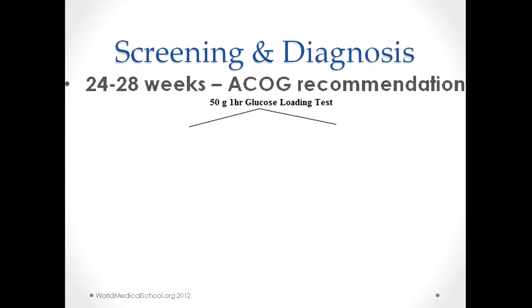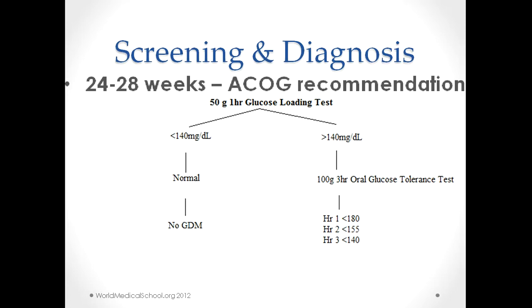You perform a glucose loading test in which you give 50 grams of glucose to the patient and check the blood sugar after 1 hour. If it is less than 140, it's normal, and they don't have gestational diabetes mellitus. However, if it is greater than 140, you have to do an oral glucose tolerance test, which is done by giving 100 grams of glucose, and the blood sugar is measured after the first, second, and the third hour. If any two of the three values are out of range, then they have gestational diabetes mellitus.